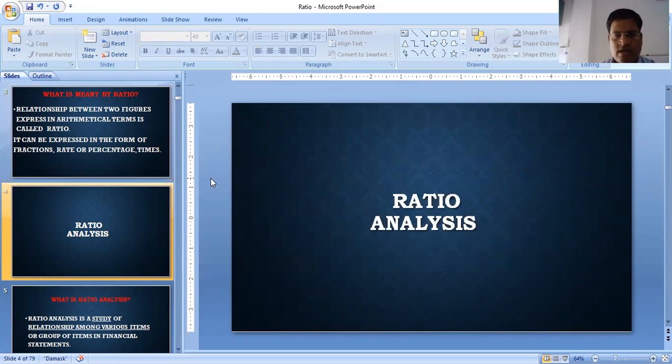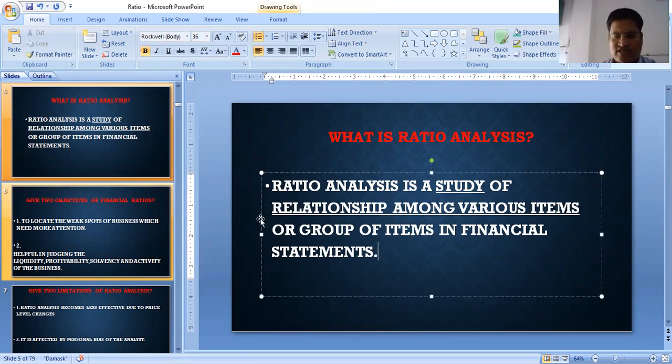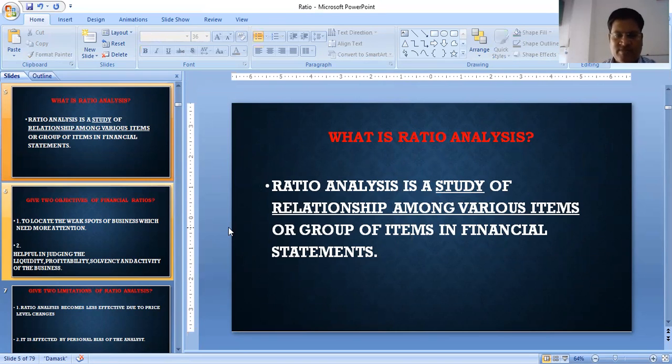Next, ratio analysis we will be doing. What is ratio analysis? Ratio analysis is the study of relationship among various items or groups of items in financial statements. For example, study the relationship of profit with sales, or study the relationship of equity with total assets. So these are ratio analysis.